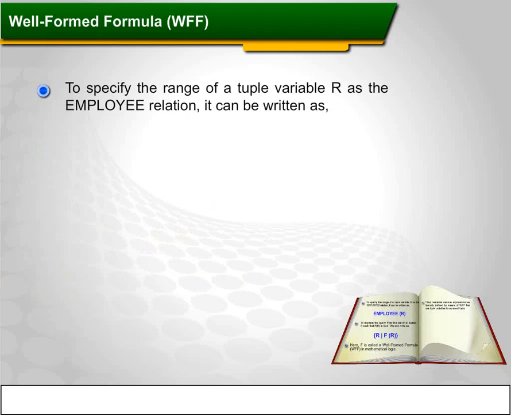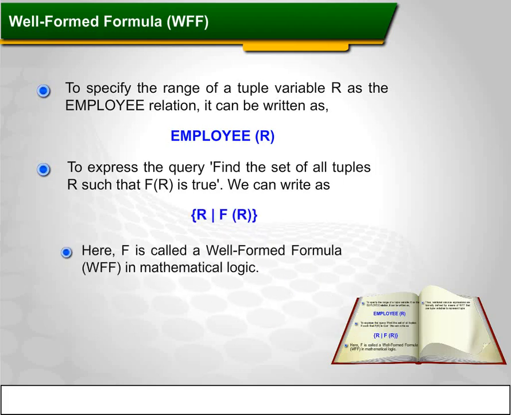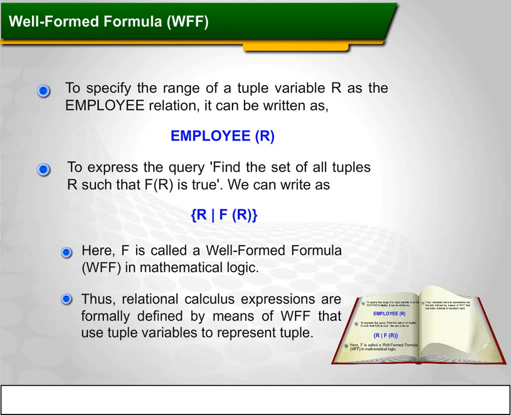To specify the range of a tuple variable R as the employee relation, it can be written as employee(R). To express the query, find the set of all tuples R such that f(R) is true, we can write {R | f(R)}. Here, f is called a well-formed formula, WFF, in mathematical logic. Thus, relational calculus expressions are formally defined by means of WFFs that use tuple variables to represent tuples.